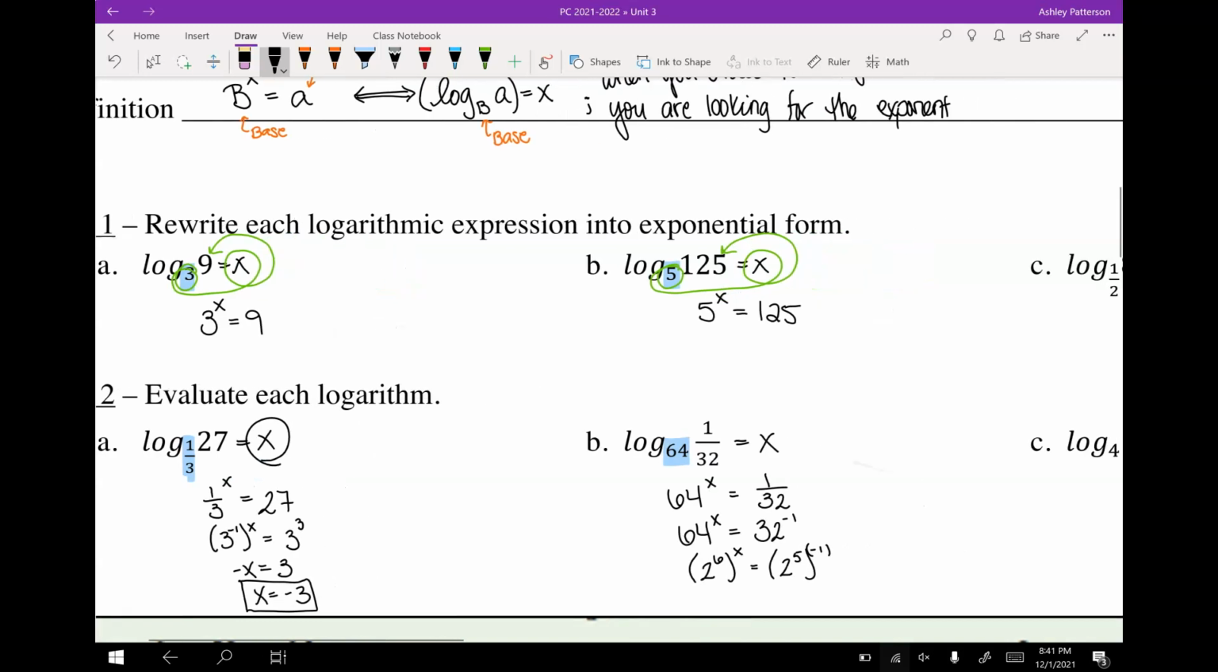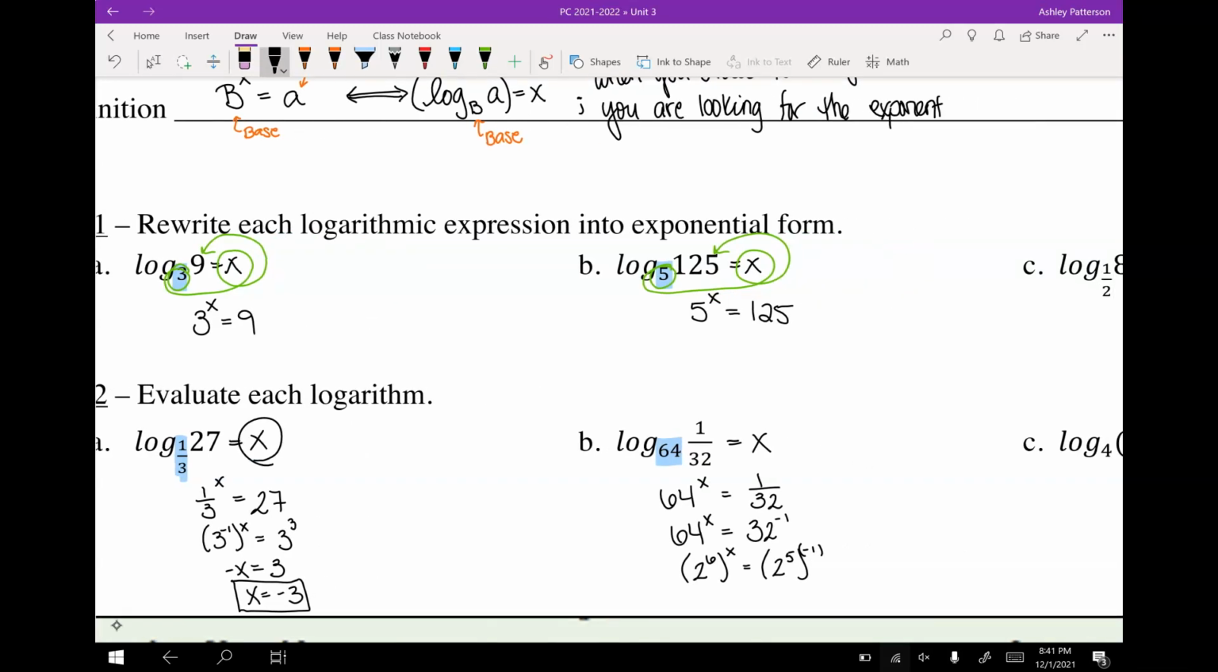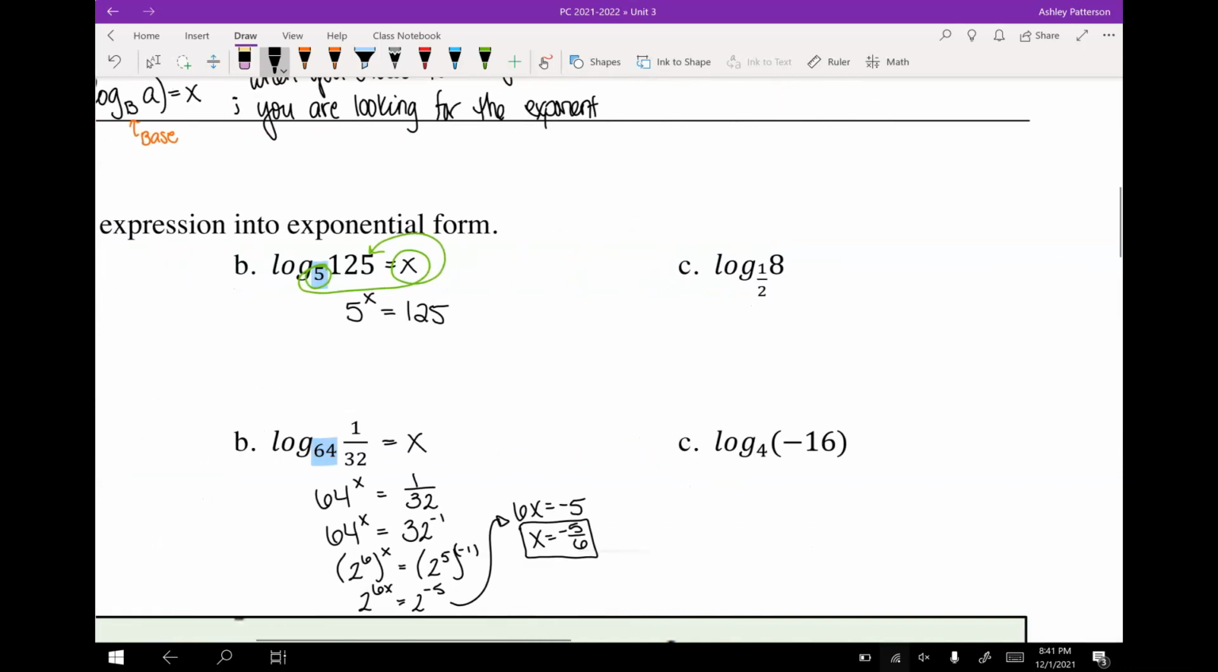Let's use 2 because I know that 2 to the 6th is 64, and 2 to the 5th is 32. This allows me to relate them, and then I get 2 to the 6x is equal to 2 to the negative 5th, leading us to then focus on the exponents. So we get 6x is equal to negative 5. Again, we're focusing on the exponents because we were able to make the bases the same. And this evaluates to negative 5 over 6. Yay!